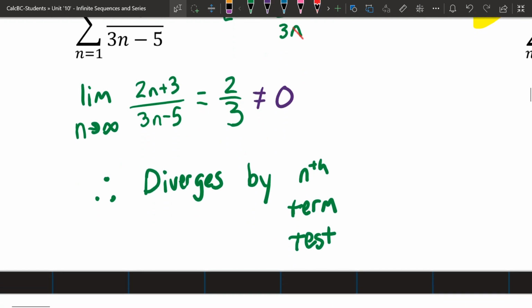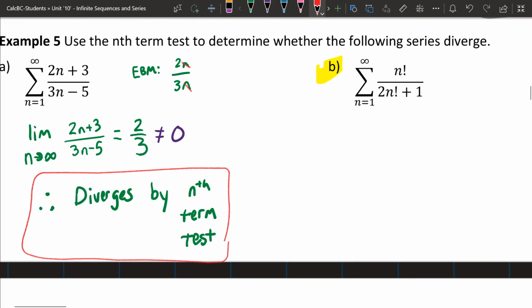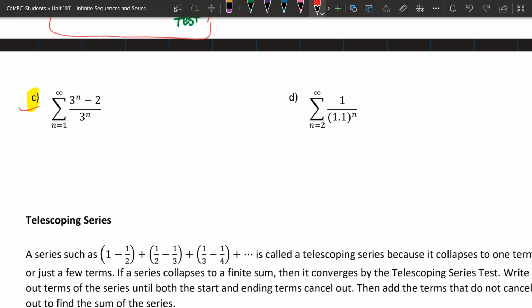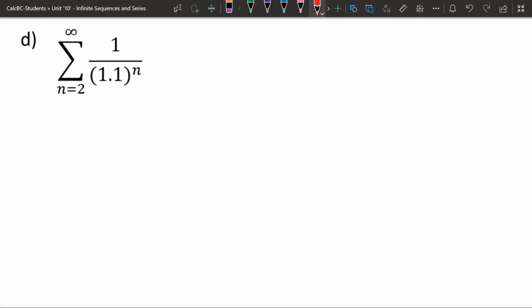Again, you always want to give what test you used and show your work for how that test helped you out. All right, part B, try that in your notes. Determine whether that series diverges or not, if it's helpful. Do the same thing for part C. We'll talk about those the next time we meet. And let's look at part D together.